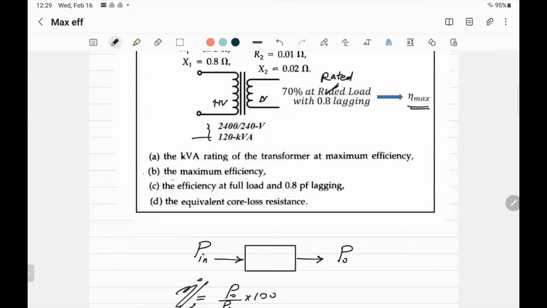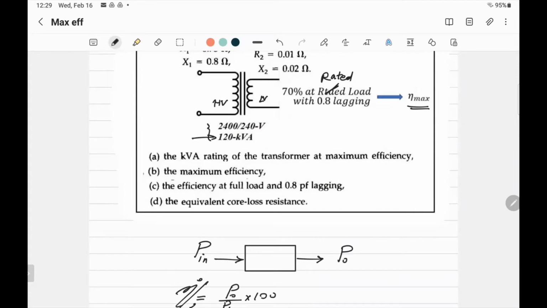Actually, it's given here. Anything on the plate of the transformer means the rating value. So I'll say the rating value, not the maximum. The rating value is equal to 120 kilovolt amp. But they want it at the maximum efficiency.